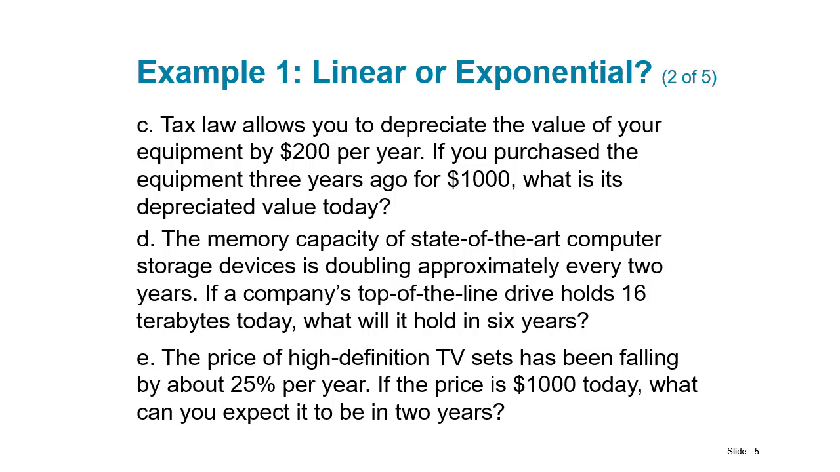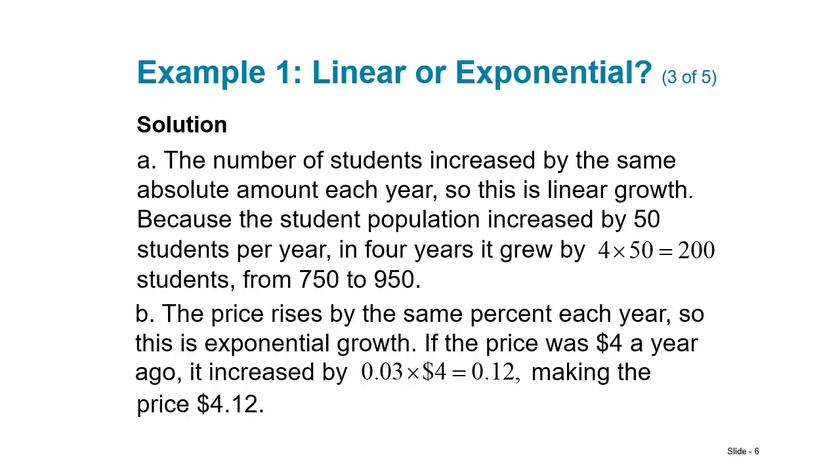And finally, our last one, the price of high-definition TV sets has been falling at about 25% per year. If the price is $1,000 today, what can you expect it to be in 2 years? So out of these three, which one, if any, is increasing or decreasing by a set amount, and which ones are going by percentages, right? And remember, doubling is the same thing as a 100% increase. So there's a hint. Okay, so here are our solutions.